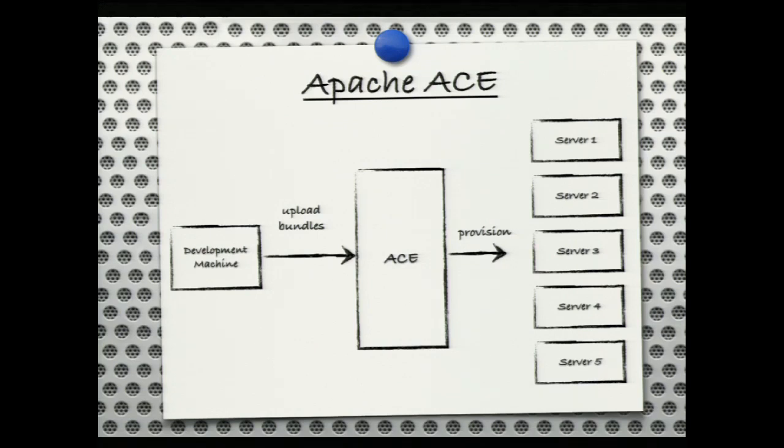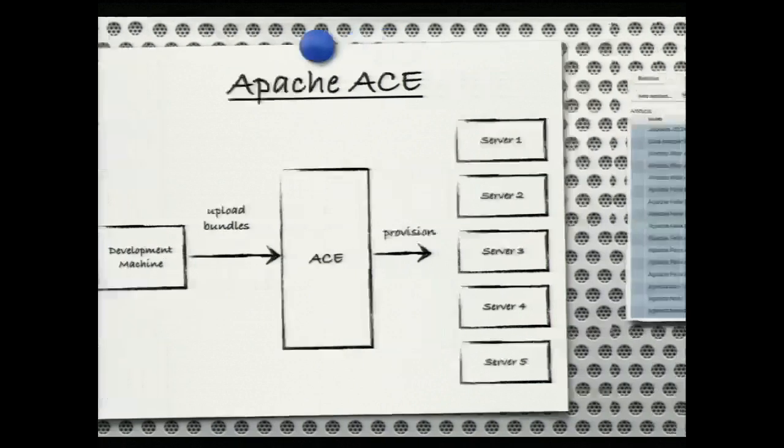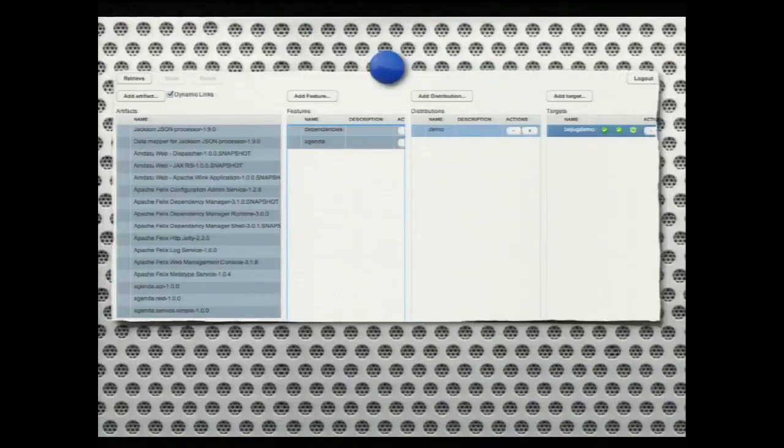So that can be an OSGi framework like I was running just now. It can be a Glassfish installation. It could be some kind of device, maybe an Android device with OSGi running on it. It can be any kind of thing. And Ace just sits there in the middle, makes sure that all your servers get updated as soon as you update your bundles. This is how it looks.